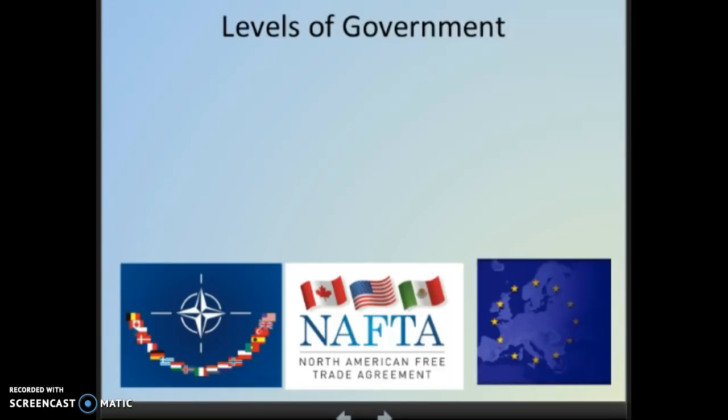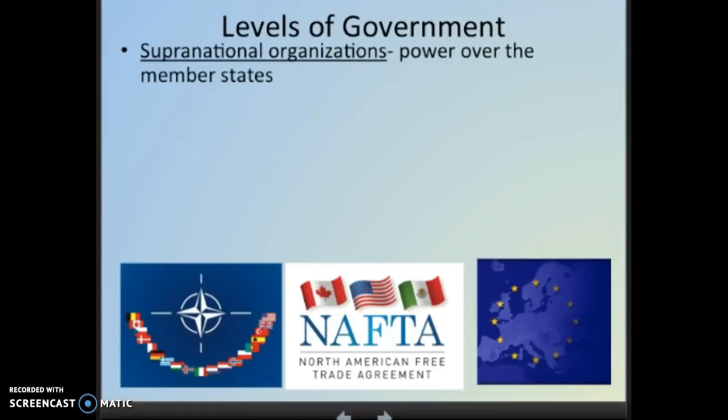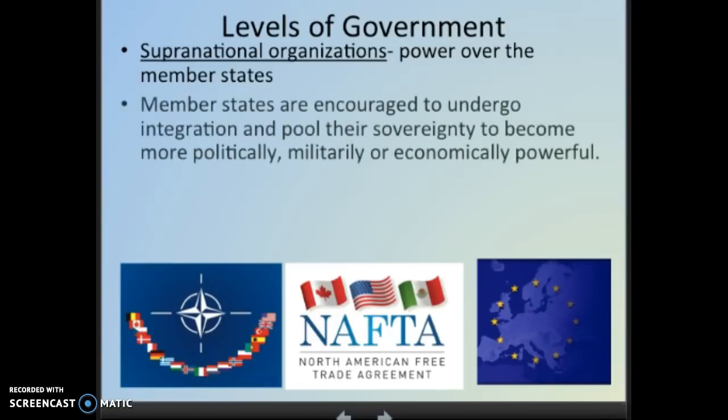Now, we're going to introduce one more type of level, and that's supranational governments or organizations. This is where you have an organization that has power and authority over the member states that belong to the organization. Member states are encouraged to give up some of their sovereignty and decision making to become a part of the organization, but in return, that state would become more politically, militarily, or economically powerful. So the members of NATO all agree to give up some of their military decision-making power to become part of NATO, which is a military alliance.